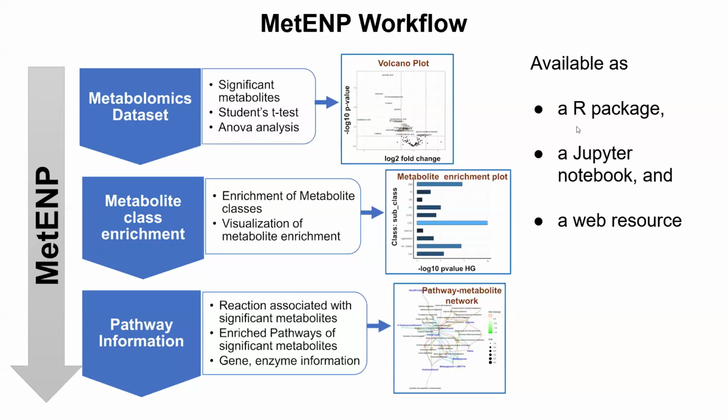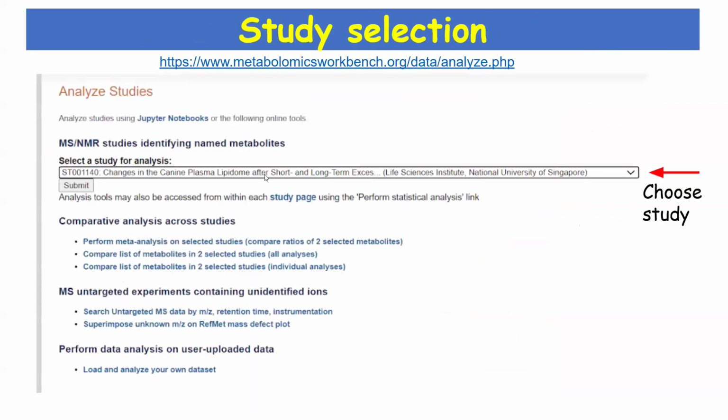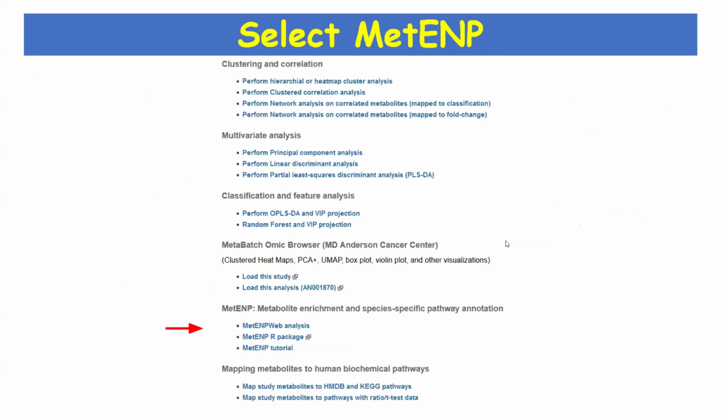MetENP is available as an R package, a Jupyter notebook, and also as a web resource. So today I'm going to give a demo of some of these resources. So how to use MetENP on the Metabolomics Workbench website? It's really simple. You go to the home page and then click on Analyze Studies. Then select a particular study. For example, in this case, I selected ST001140, which is a study of changes in the canine plasma lipidome after short and long-term exposure. Then click on the Submit button.